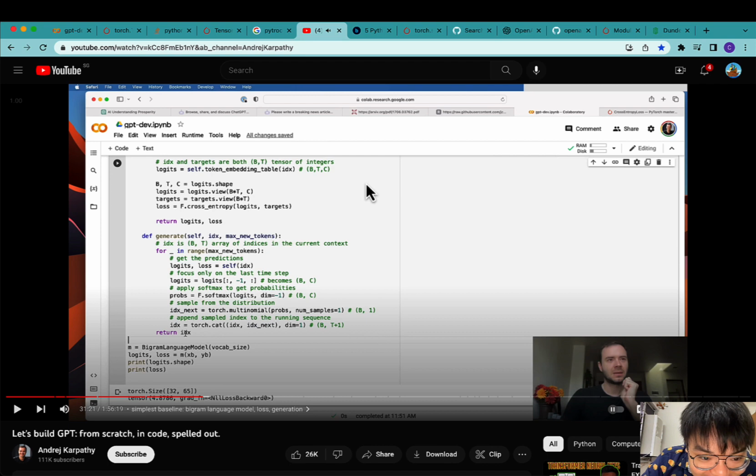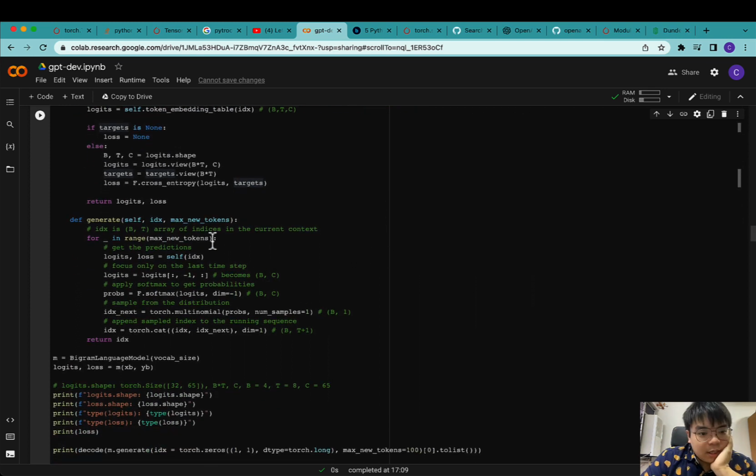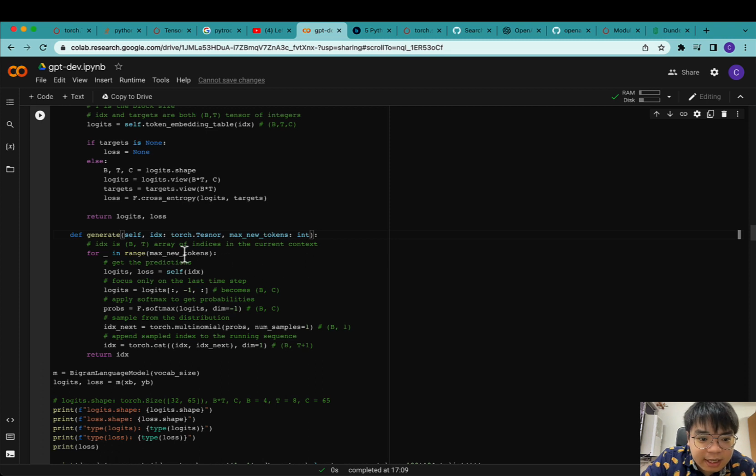There's a lot of moving parts here. 1, 2, 3, 4, 5. There's 5 moving parts. And let's try to break it down now. So idx in this case is a two-dimensional array, two-dimensional tensor, and max_new_tokens is an integer. And let's try to understand this function signature better.